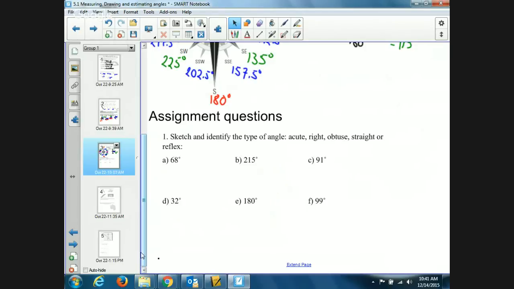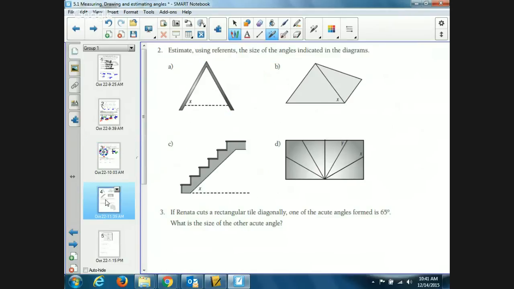Sketch and identify. You can probably identify before you even sketch. Have a sketch: acute, right, obtuse, straight, or reflex. Identify and then sketch them in. Little diagrams are just fine. They fit on that page. Then estimate using reference angles, was it 60, 30, 45, 90, etc. Give good ballpark ones. Okay.